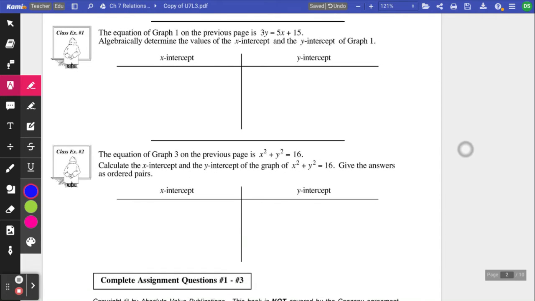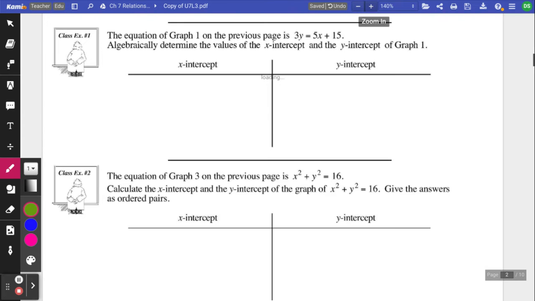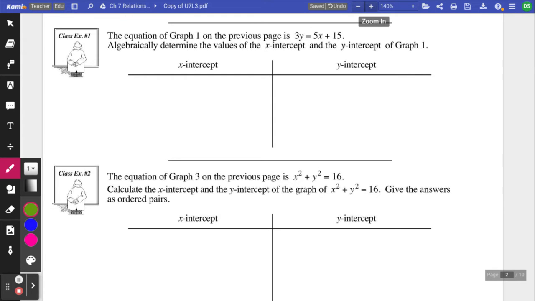Okay, let's do a question. Ready? It says, the equation of graph 1 on the previous page is 3y equals 5x plus 15. Now, we graphed it. They showed us a picture, and on the picture it was pretty easy to find the x-intercept and the y-intercept. What if they want you to do it algebraically without drawing a picture? Well, when you see x-intercept, what are you going to write down? Y is 0, right? Y equals 0 right there.